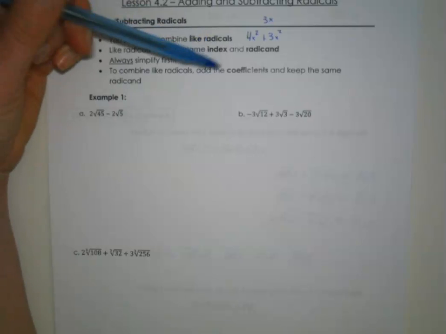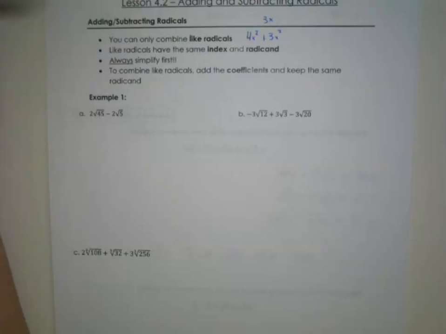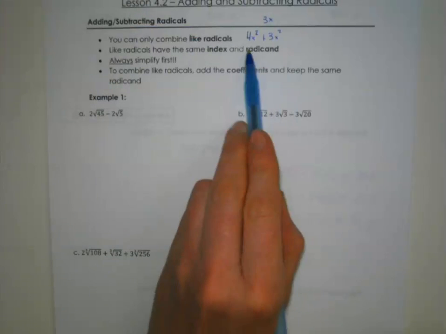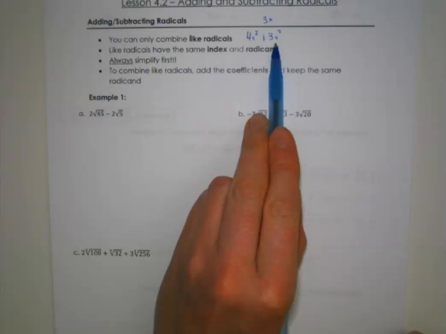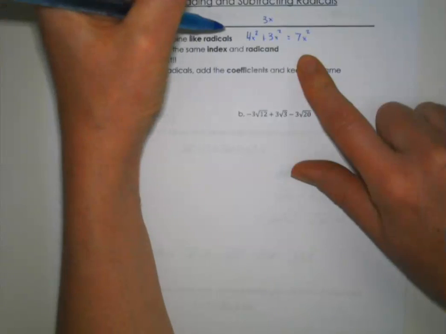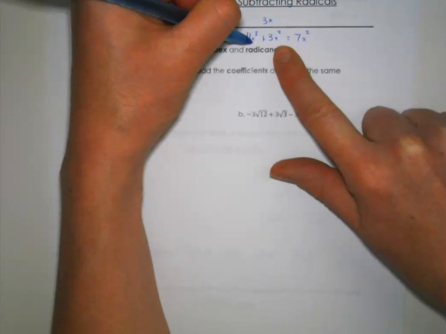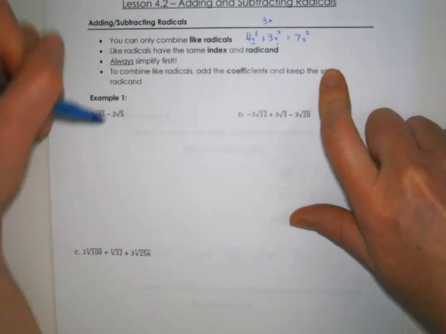Once you have the same radicand, you can add the coefficients and the radicand stays exactly the same. So just like with this example, if we did 4x squared plus 3x squared, we would end up with 7x squared, right? Not 7x to the power of 4. So you combine the coefficients, but the term stays the same. And the same thing is true with combining radicals. So let's give it a try here.